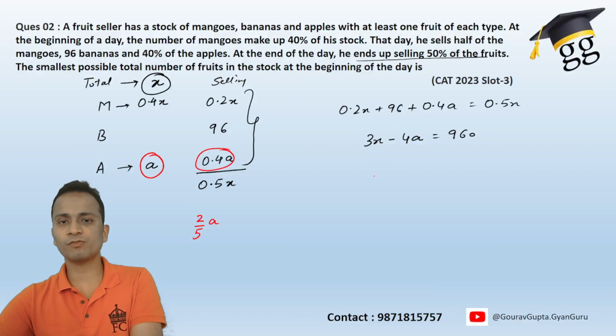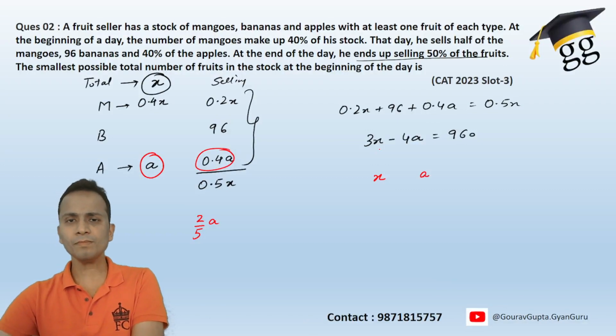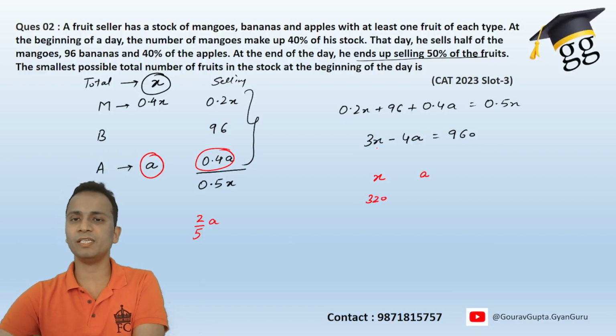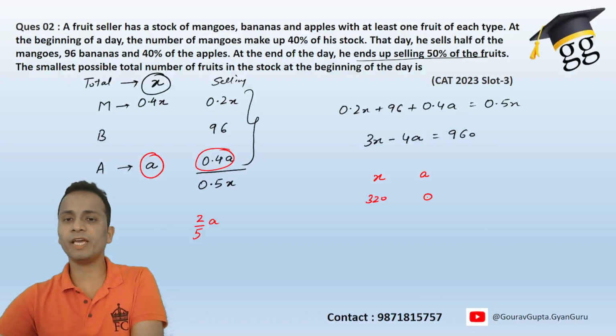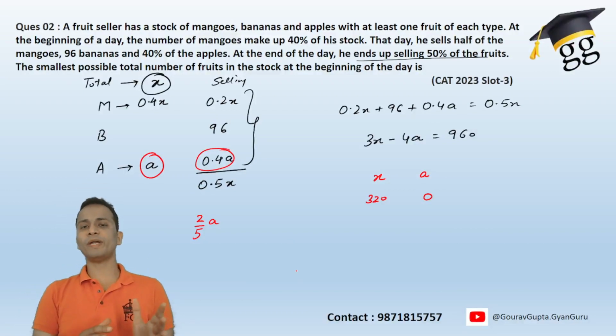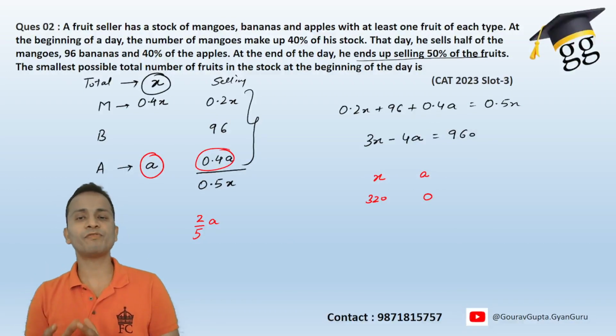So now let's solve this for X and A. So I can see that if I'll put X as 320, so 3 multiplied by 320 is 960. So the value of A comes out to be 0. So 320 is the value of X, the value of A is 0.